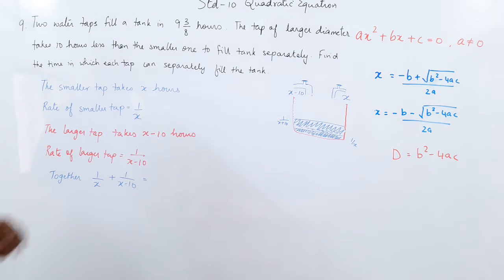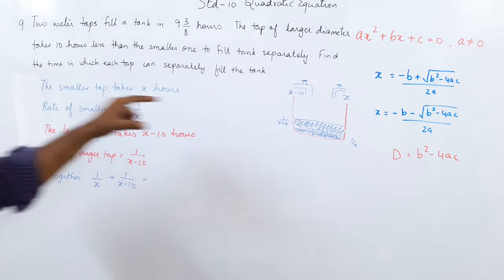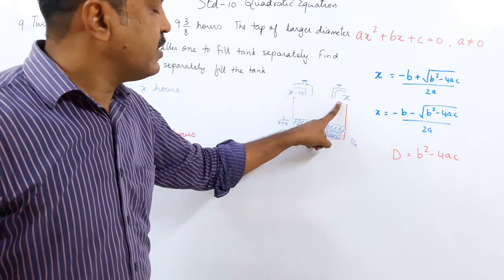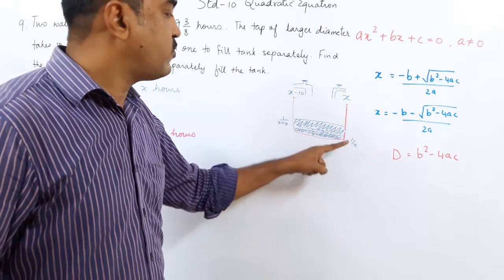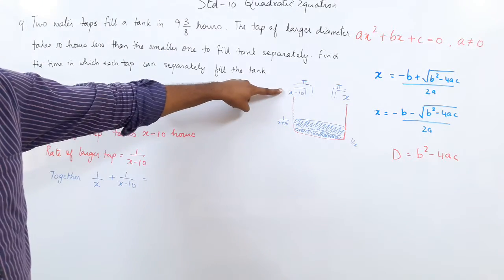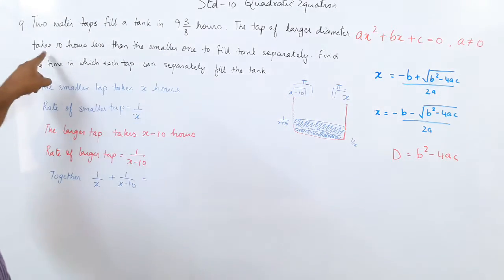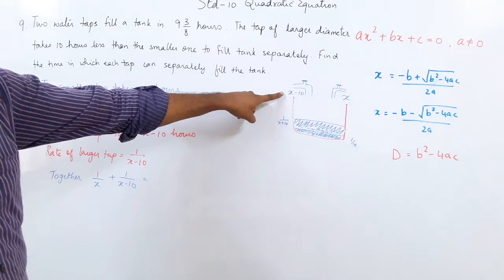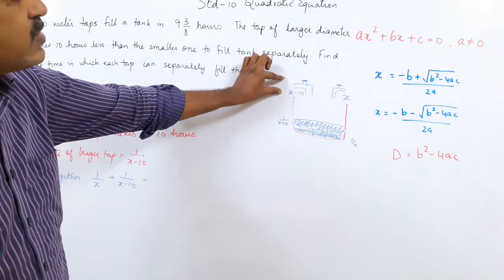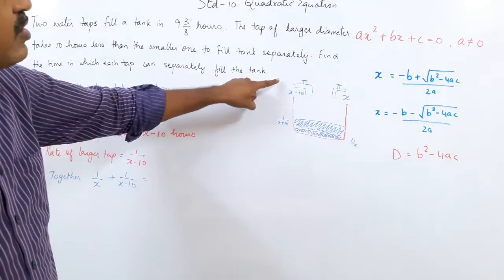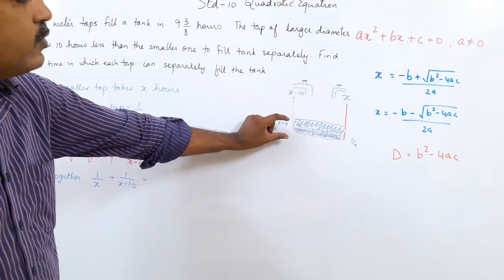Are you following now what I am trying to say? So understand, the smaller tap separately takes x hours. So in 1 hour it will fill 1/x of the tank. This tank is also on, but this tap takes 10 hours less. So the time taken by this tap is x minus 10 hours. So if this can separately fill in x minus 10 hours, then in 1 hour this will put water 1/(x minus 10).